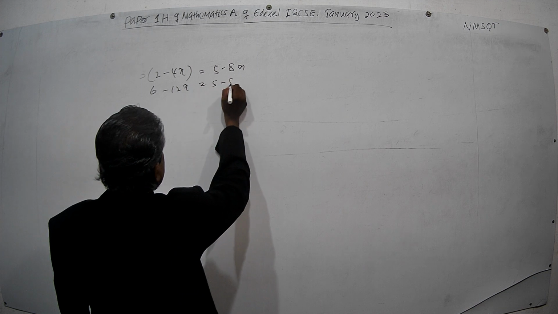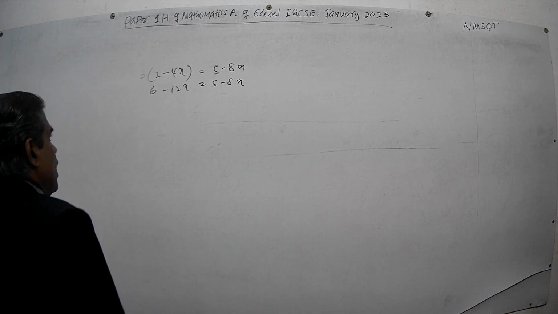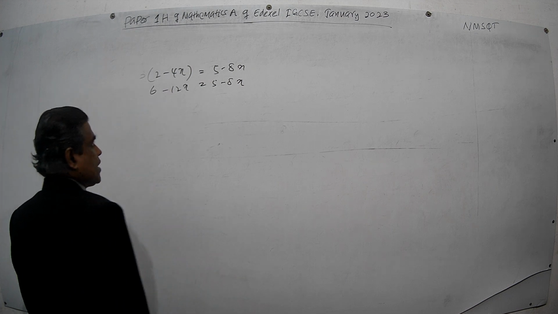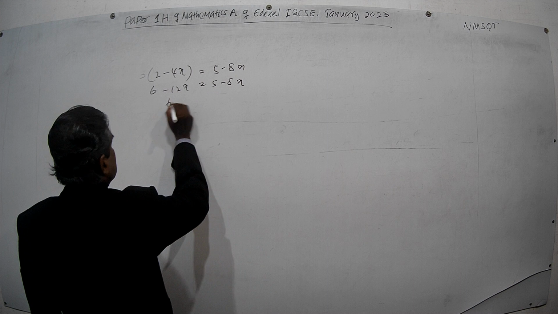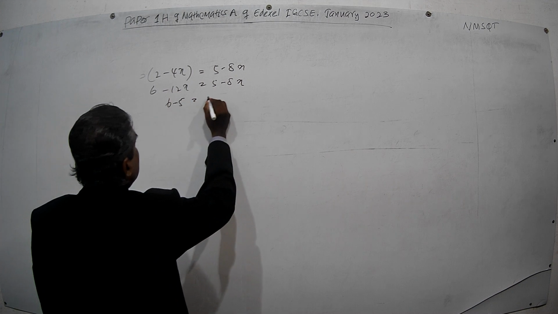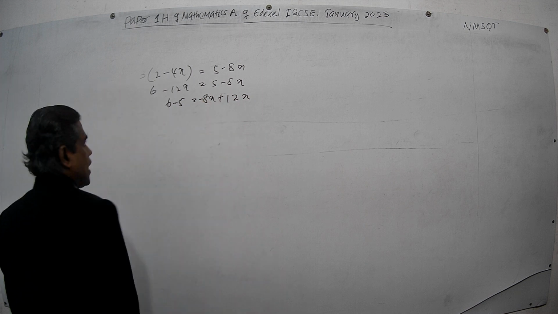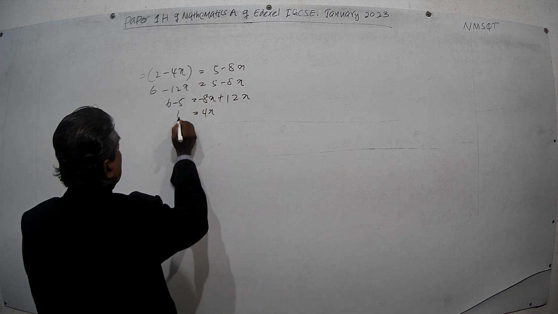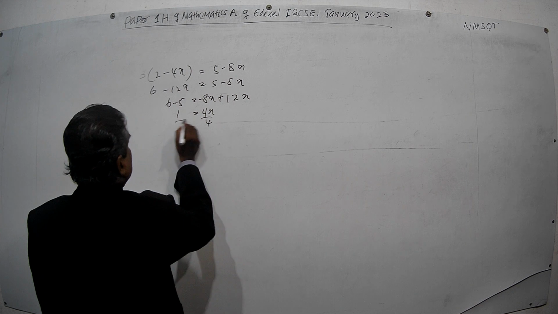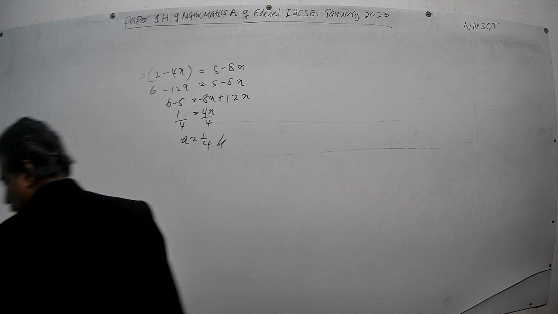Equals 5 minus 8x. And you have to collect x terms to one side so that we can get positive x. Then take this minus 12x to that side. Take 5 to this side. 6 minus 5. Then 8x plus 12x. Then here we get 4x. Here we get 1. Then divide both sides by 4. Then you get x equals 1 over 4. That's done. That is the second question.